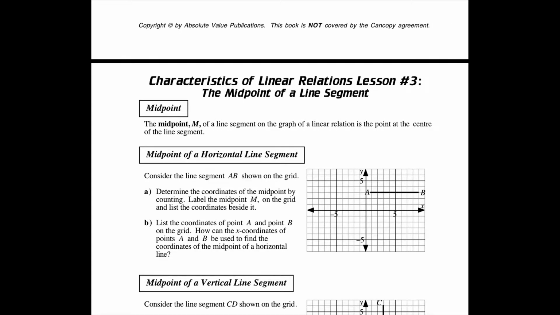Hey everyone, Mr. Voikin here, and we're going to take a look at lesson 3, which is finding the midpoint of a line segment. And we're going to start off with a horizontal line.